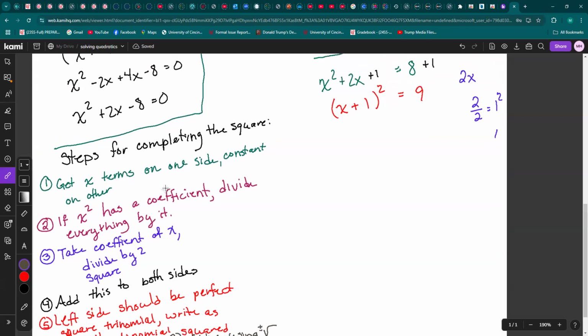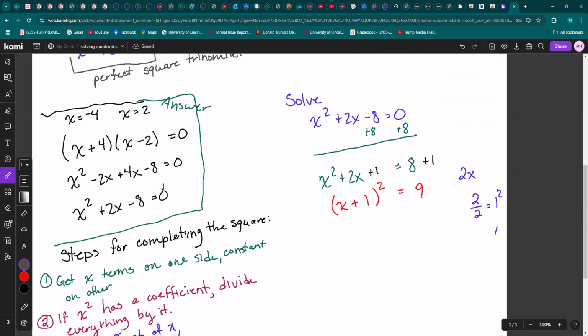And I'm going to do plus or minus square root. All right, so I now have (x + 1) squared equals 9. I'm going to square root both sides, with a plus or minus. And I have x + 1 equals plus or minus 3.